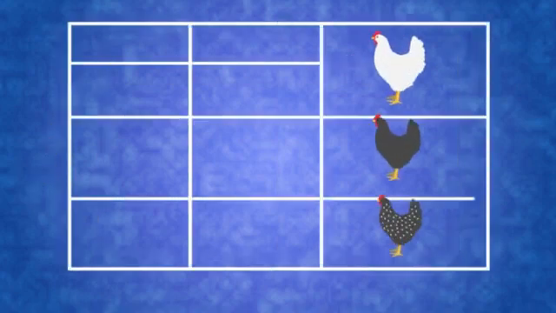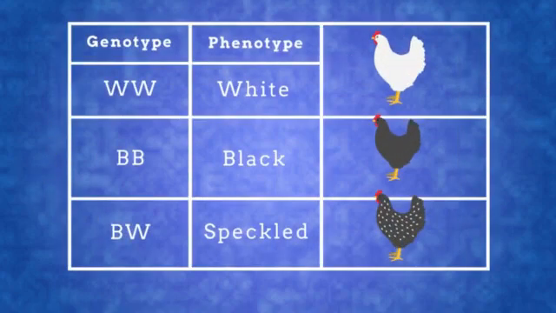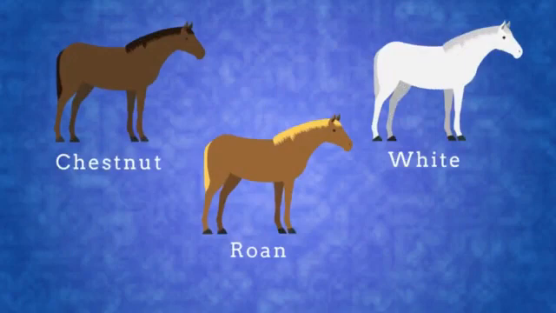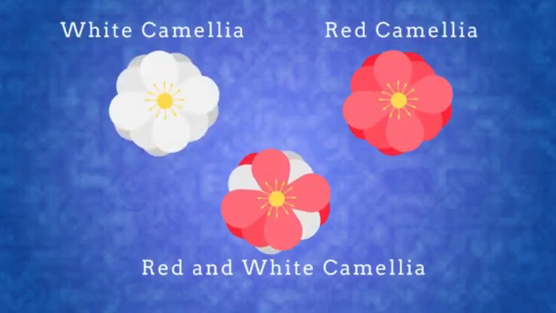This happens with chickens. Neither the black nor the white allele is dominant, so the BW genotype gives a speckled phenotype. Codominance is seen throughout the animal kingdom and in plants, and also in our blood group.